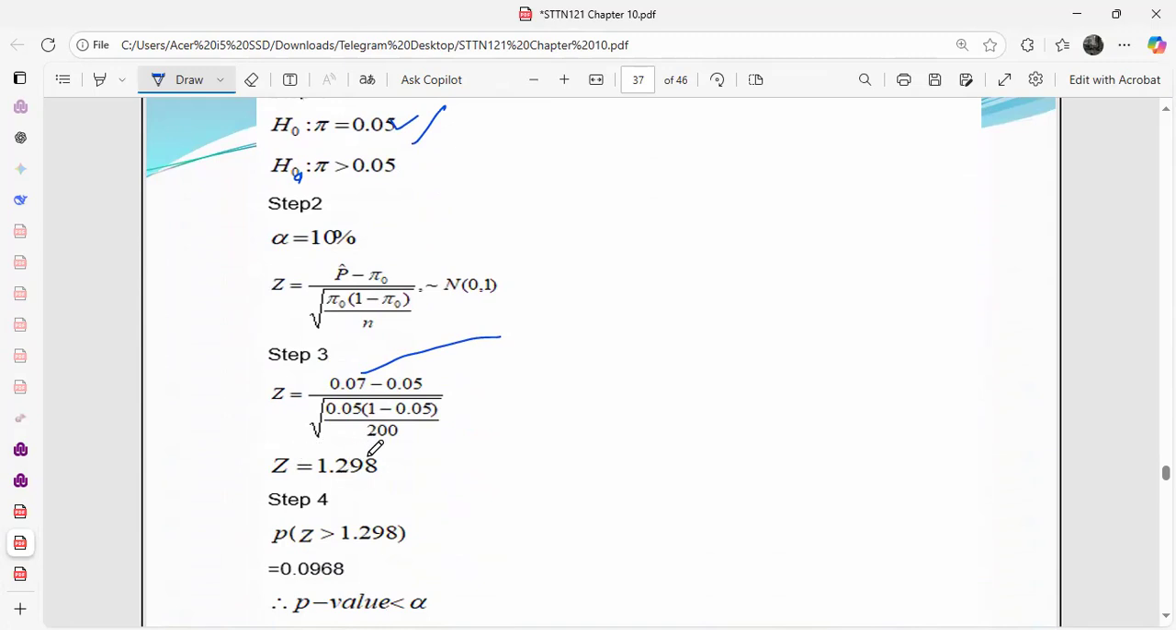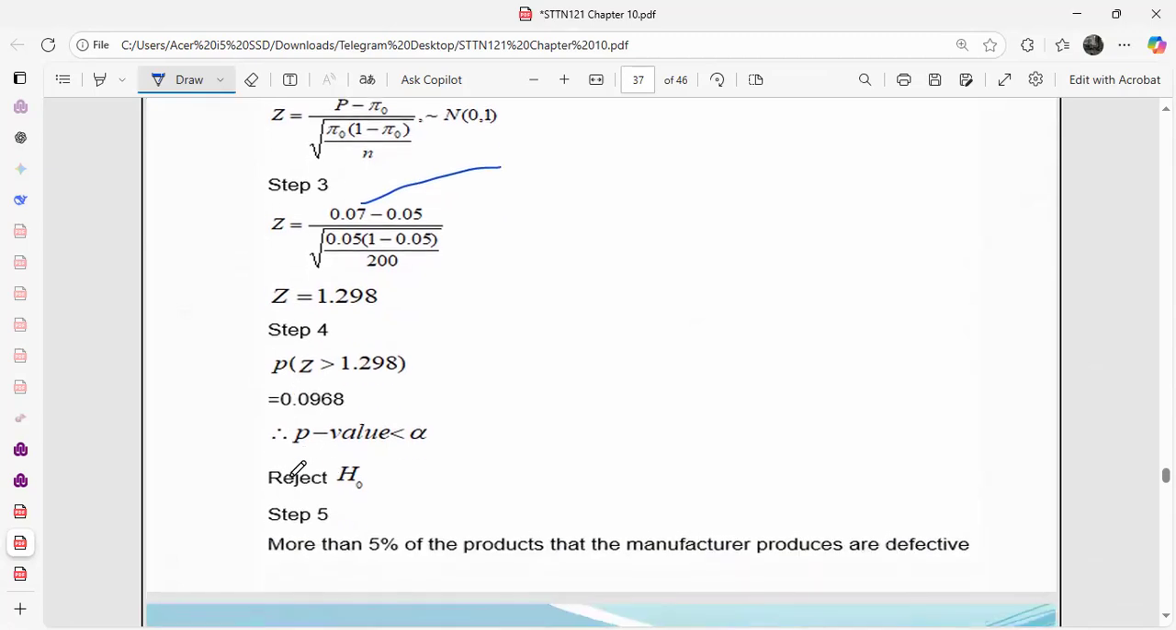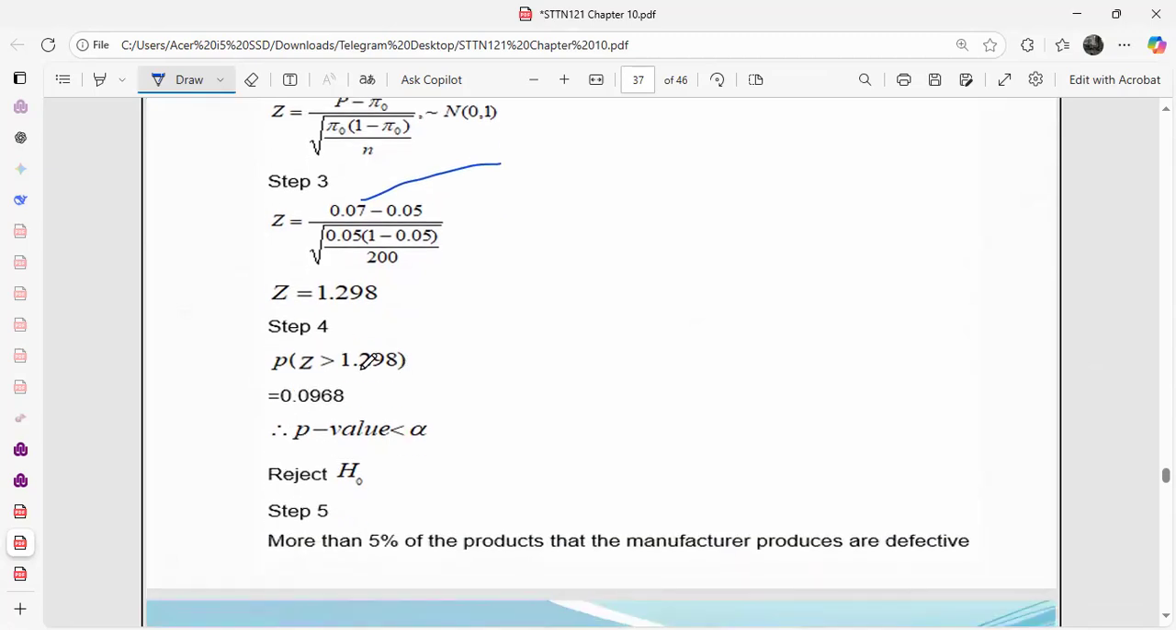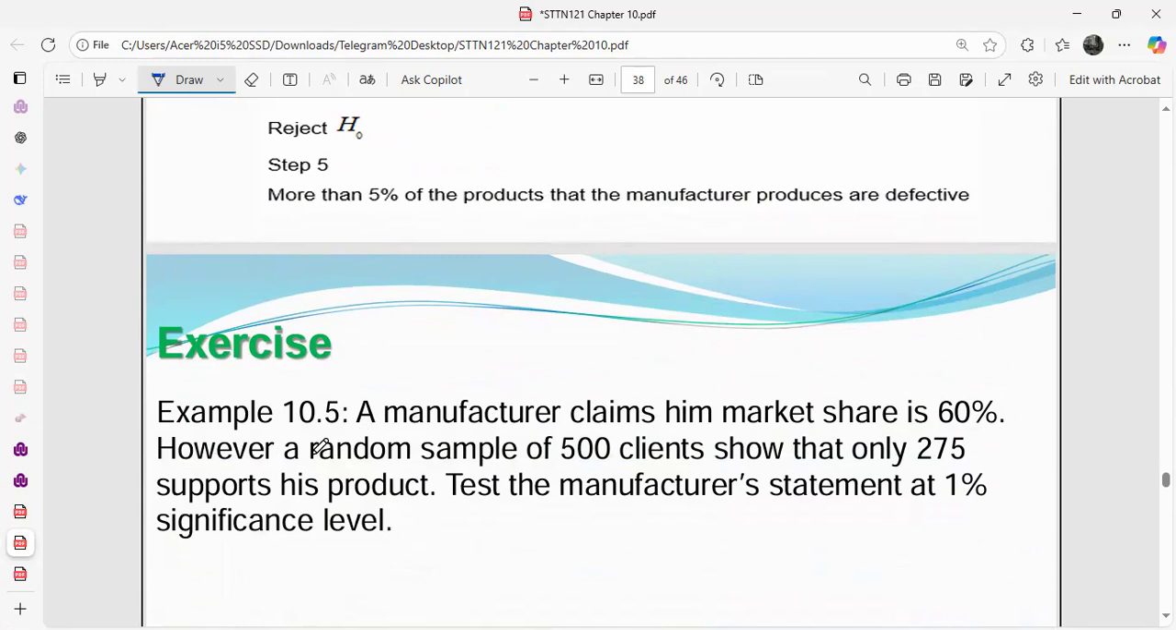They got 1,298. Remember, you need to round this to two decimal places. Since it's greater than, you're going to say 1 minus the probability, and then you'll get the final answer. You compare this 0,0968 with the level of significance, which was 0,1. The bigger one is the level of significance. Therefore, you reject the hypothesis. Then after that, the conclusion. So that's how you do it.